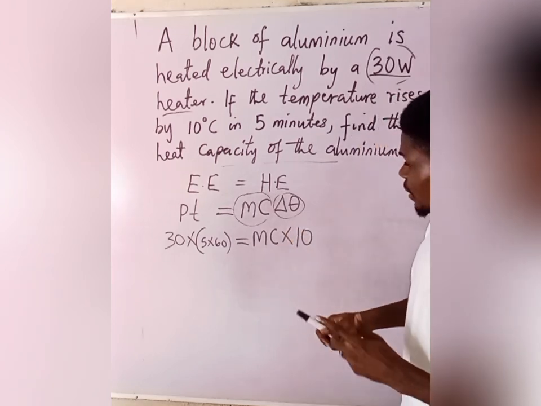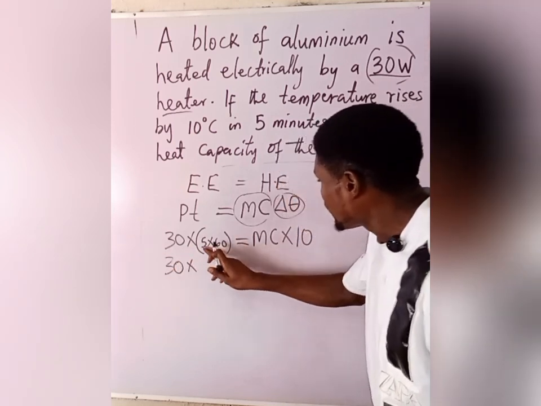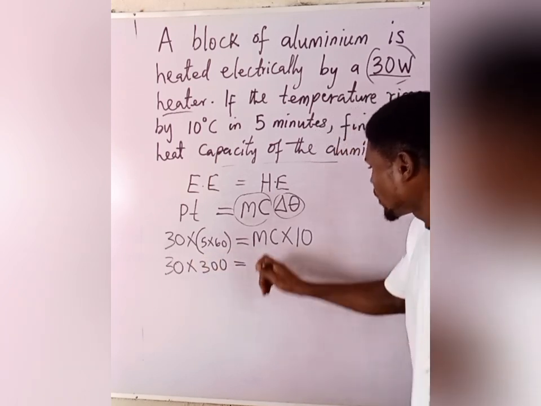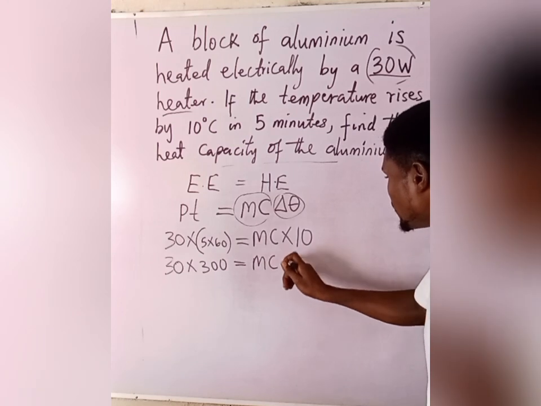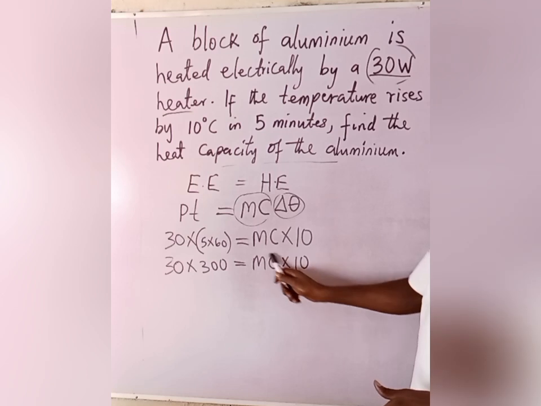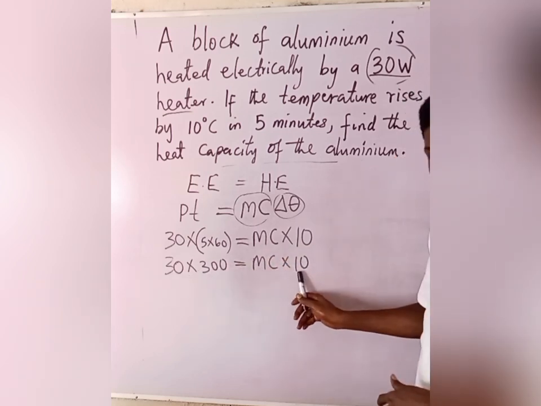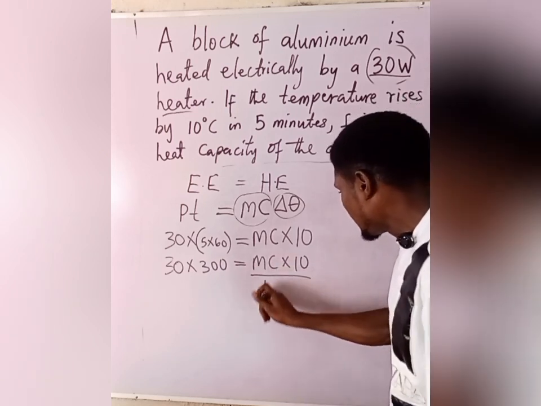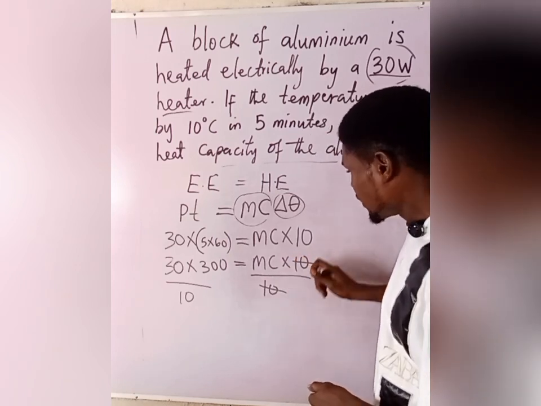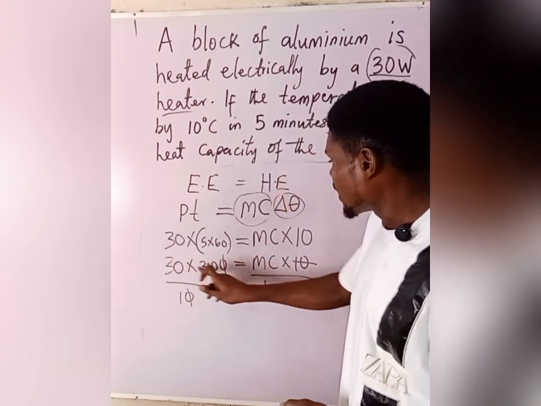So all we need to do is now say 30 multiplied by 5 times 60, which is 300, right? Is equal to MC multiplied by 10. So for us to be able to get the value of MC alone, we're going to divide both sides by the coefficient of MC, which is 10. So divided by 10, divided by 10. This 10 will cancel this 10, and of course, this 10 will cancel the 10 in the 300. So what we have left is 30 times 30.